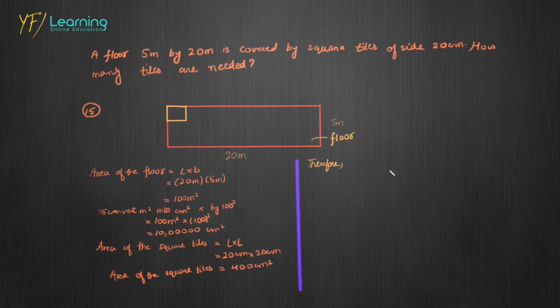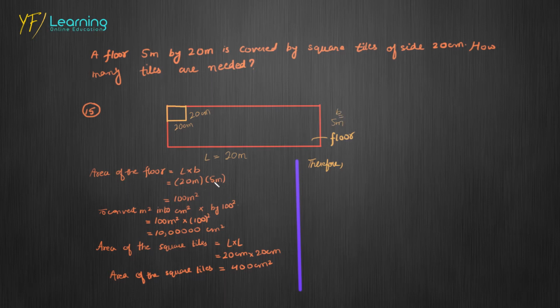Question number 15 is about a floor 5 meter by 20 meter covered by square tiles of side 20 centimeter. How many tiles are needed? You have to calculate how many tiles are needed in this rectangular region, and the dimension of the tiles is also given. They are square tiles of dimension 20 centimeter by 20 centimeter.